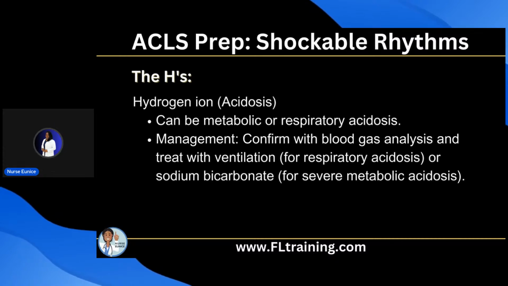Hydrogen ion acidosis. If someone is acidotic, we need to get their pH balance back to normal. So we're going to do the opposite. We're going to give them a base. So this could be metabolic or respiratory acidosis. And the management, we're going to confirm with blood gas analysis and treat with ventilation if it's respiratory acidosis, or we're going to give them sodium bicarbonate for severe metabolic acidosis. So remember, if they're acidic, we're going to give them something to get rid of all of those acids within their body.